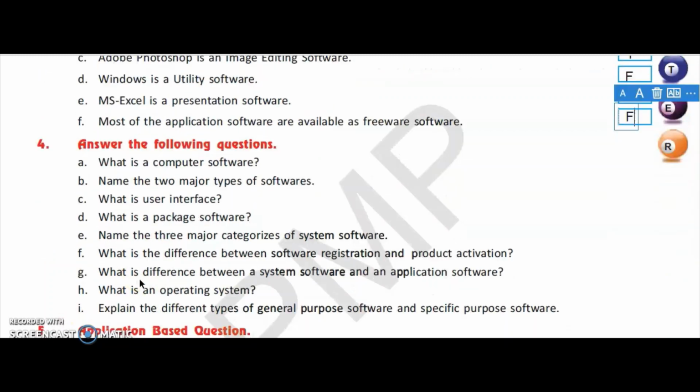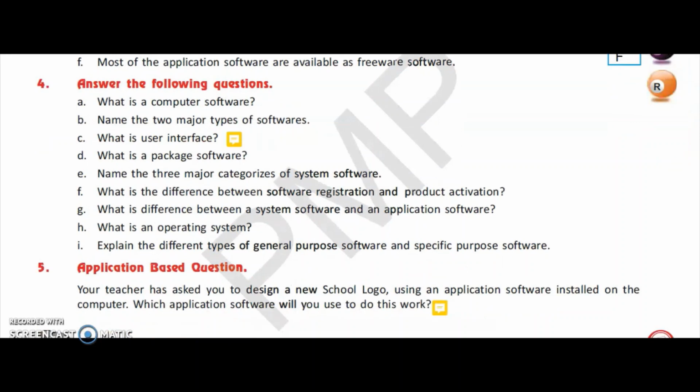Now we have to start with answer the following questions. So now students, we have to start with our fourth question, that is answer the following, and this you have to write in your notebooks. I am telling you the answers of the questions from the book itself where the answers are there, and then just mark the answers in your book, and afterwards you can write it neatly in your notebooks.